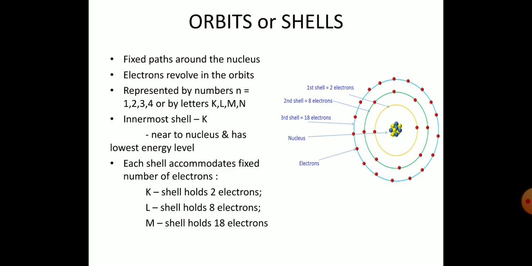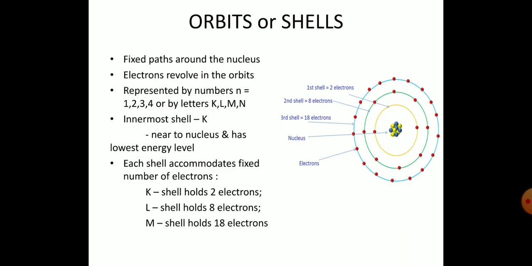Similarly, the shells, the orbits, that is K, L, M, can only have that many fixed number of electrons. You cannot put more books inside a small bag. Similarly, you cannot put more electrons inside that fixed shell. If you take the K shell, you can have only 2 electrons. See that yellow colored circle, you have only 2 electrons. Now coming to the second shell.